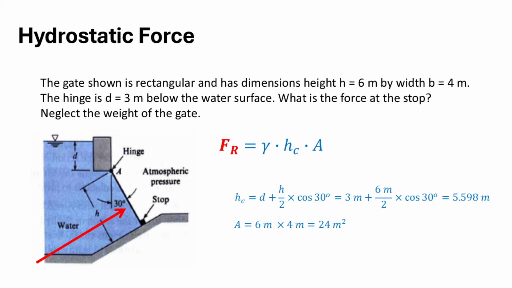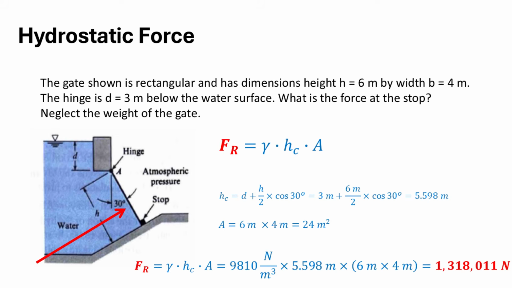The surface area of the gate is simply height times the width. So we have 6 meters times 4 meters equals 24 square meters. Finally, using the specific weight of water, 9,810 newtons per cubic meter, since temperature information is not given, we now have the hydrostatic force, approximately 1318 kilonewtons.